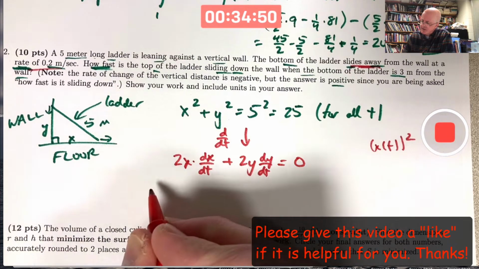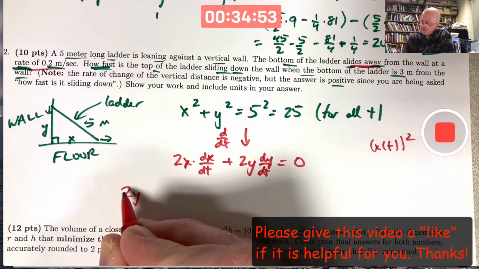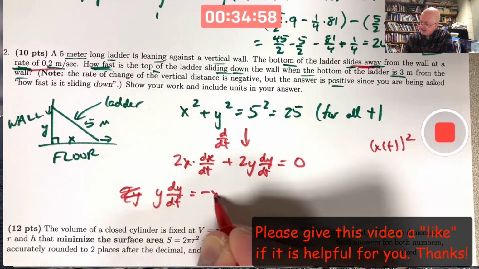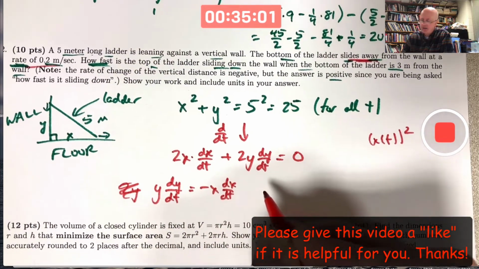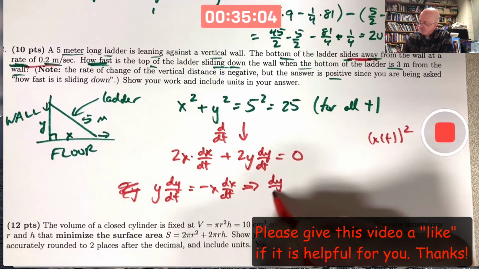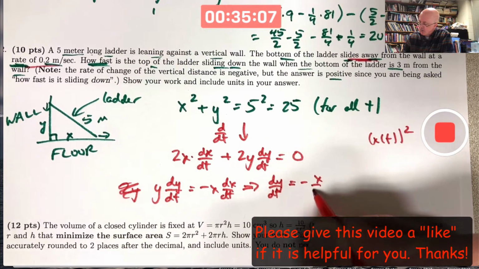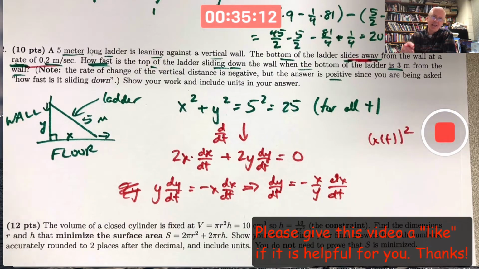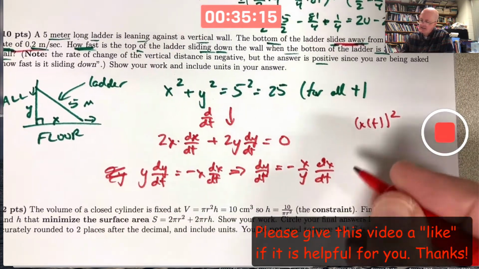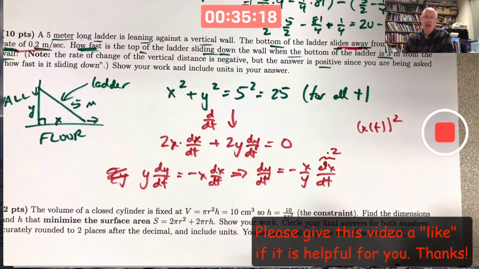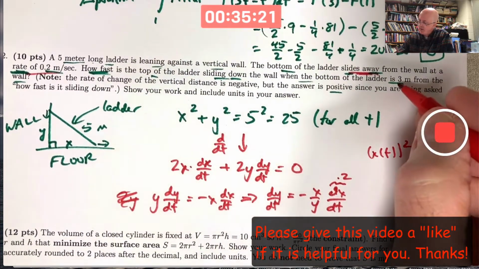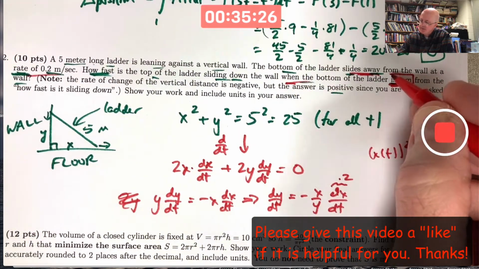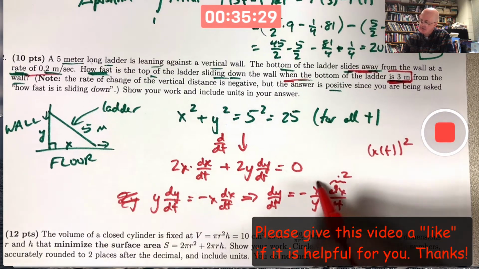So you need to solve this equation for dy/dt in terms of dx/dt. Well, the 2's cancel. You can write y times dy/dt equals negative x times dx/dt. And dividing everything by y, that implies dy/dt in general is negative x over y times dx/dt. So do the differentiation, and then only at the end plug in your numbers. We can replace dx/dt with 0.2, and we can replace x and y with where they are at the certain moment in time. When the bottom of the ladder is 3 meters from the wall, when x is 3, I'd plug in x equals 3.